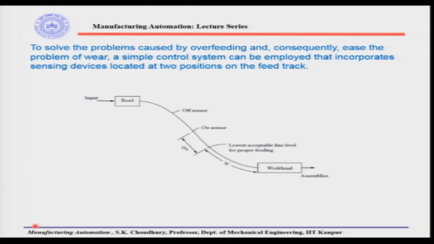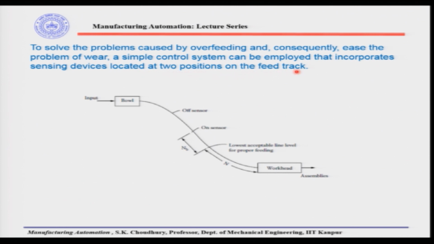So, then we discussed that we have to ensure that this does not happen. We have to solve the problem caused by overfeeding, and consequently is the problem of where a simple control system can be employed that incorporates sensing devices located at two positions on the feed track.